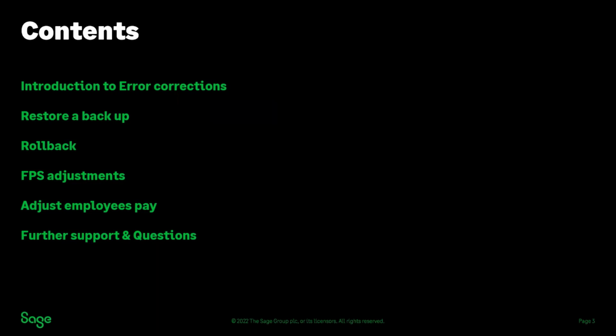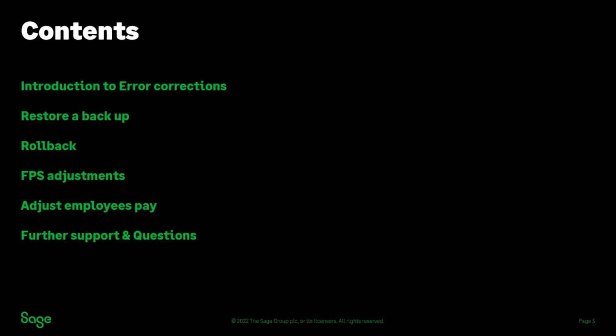Let's get into the fun stuff, which is the contents of today's session. So we're going to start off with just giving you a brief introduction to error corrections, including some reasons why and some examples as well. Then we'll look at the various different methods. Firstly, we'll be looking at restoring a backup, and then secondly, we'll be having a look at the rollback option. And following on from that, we'll look at then FPS adjustment.